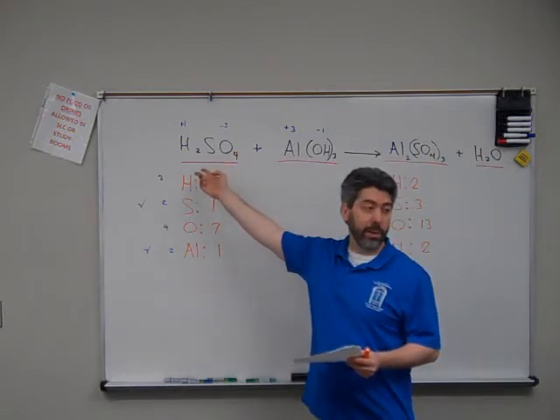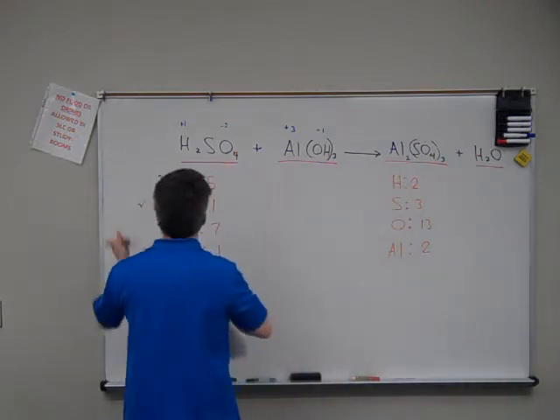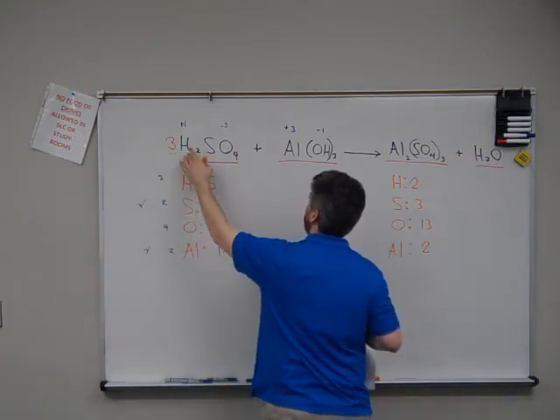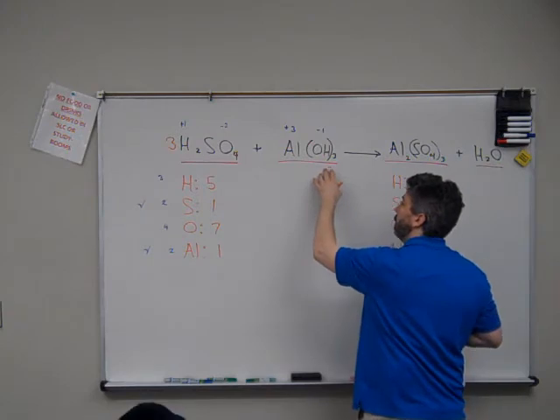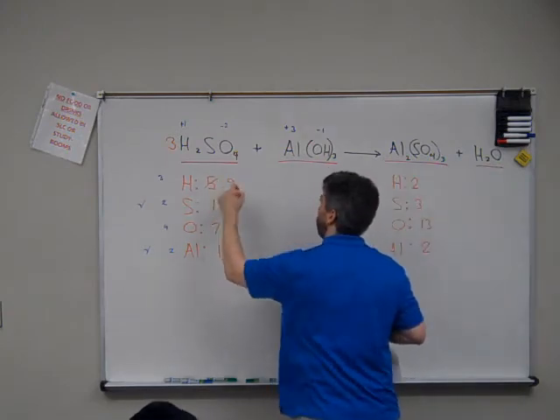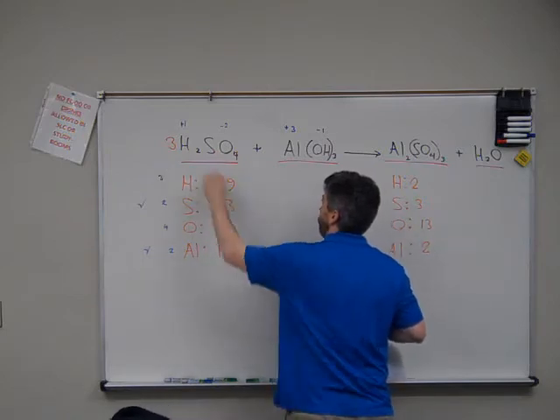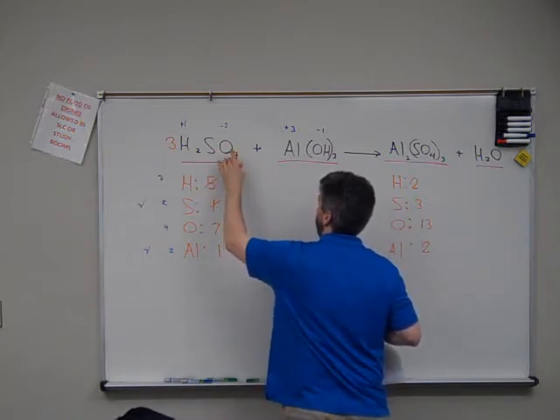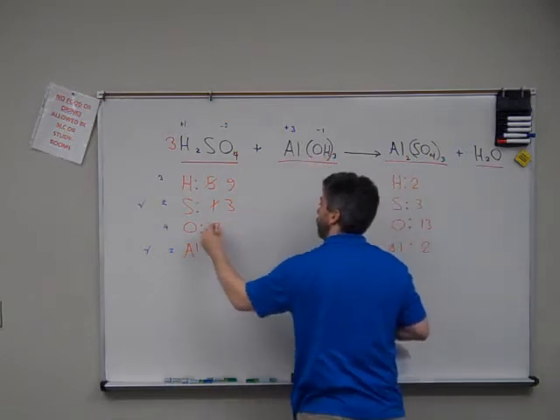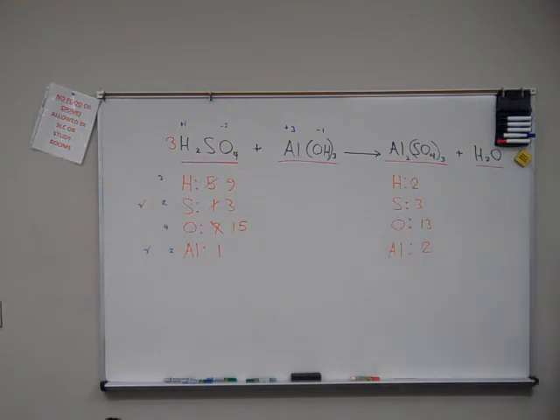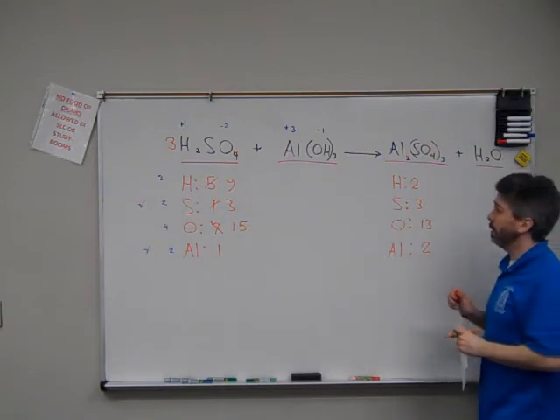Yeah, put a 3 in front of this, right? So I multiply this by 3. Coefficients are multipliers, so 3 times 2 is 6, plus 3 is 9 hydrogens now. 3 times 1 sulfur is 3 sulfurs, and 3 times 4 oxygens is 12, plus 3 is 15. Make sense? Cool. So now we can go to the next element that we need to balance.